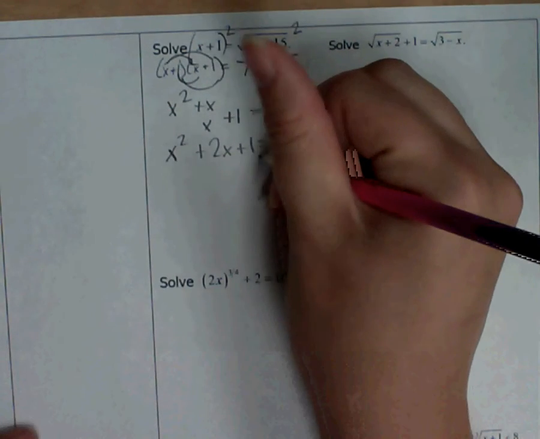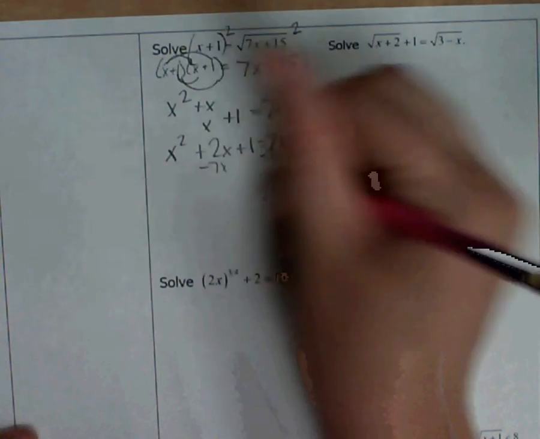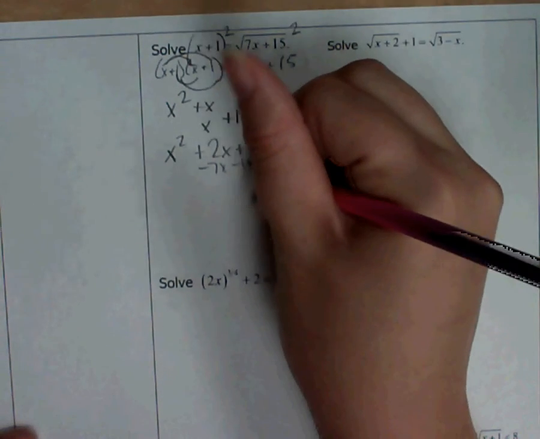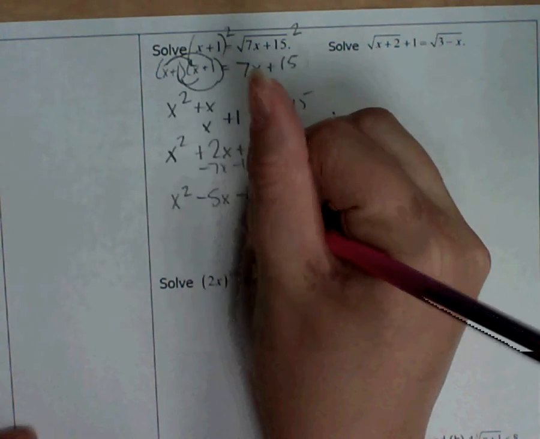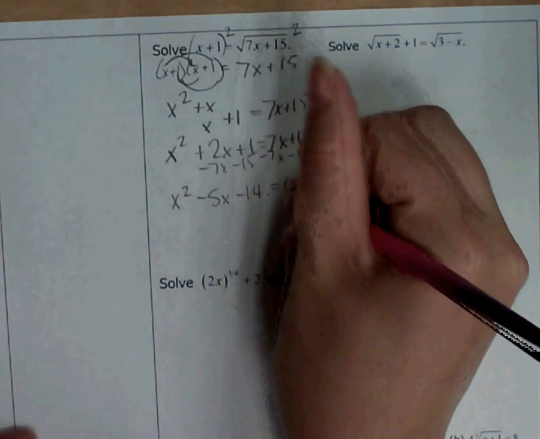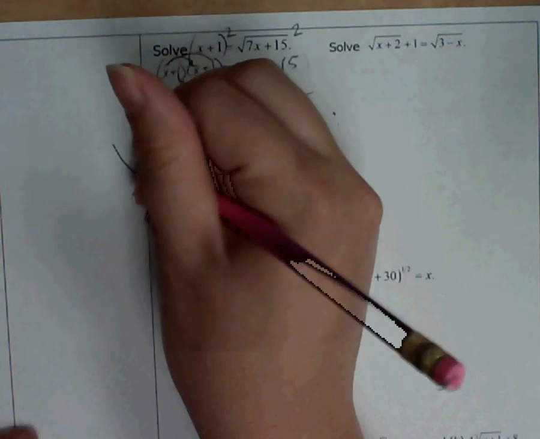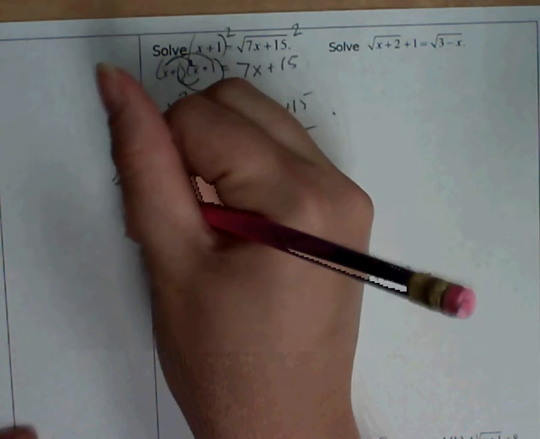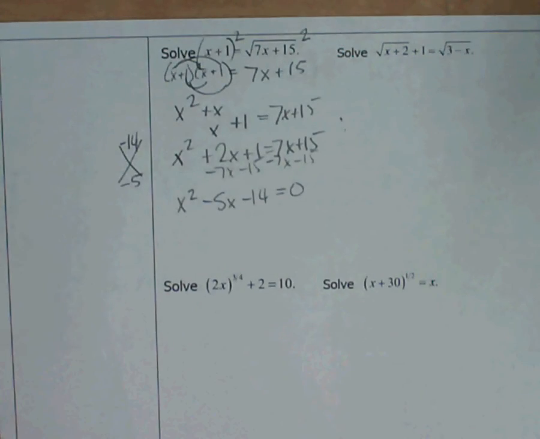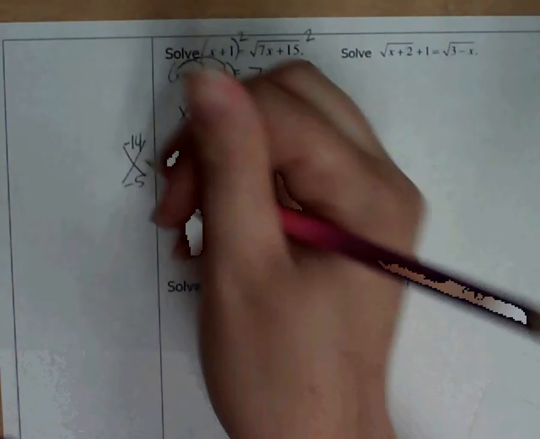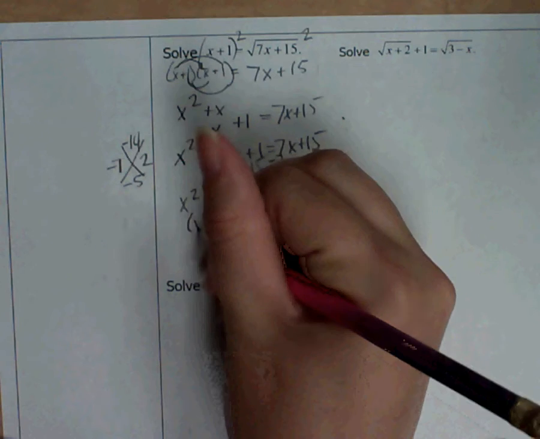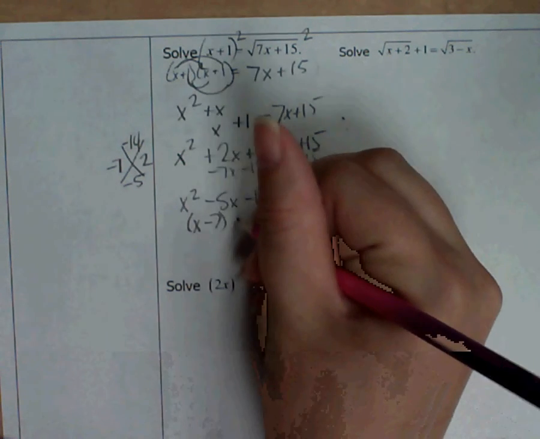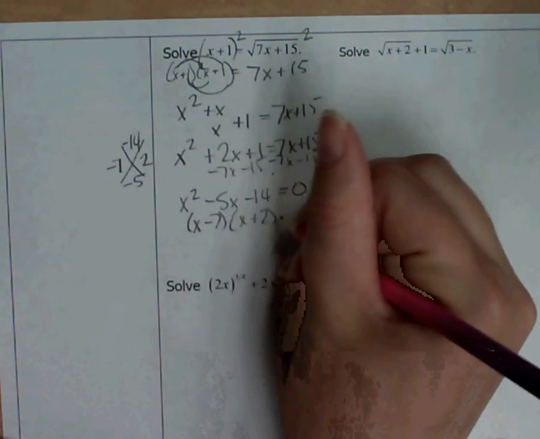So I'm going to subtract 7x and subtract 15. So that gives me x squared minus 5x minus 14 is equal to 0. Now I'm looking for my numbers that multiply to give me negative 14 and add to give me negative 5. So that's going to be a negative 7 and a positive 2. So these factors would be x minus 7 and x plus 2 equals 0.